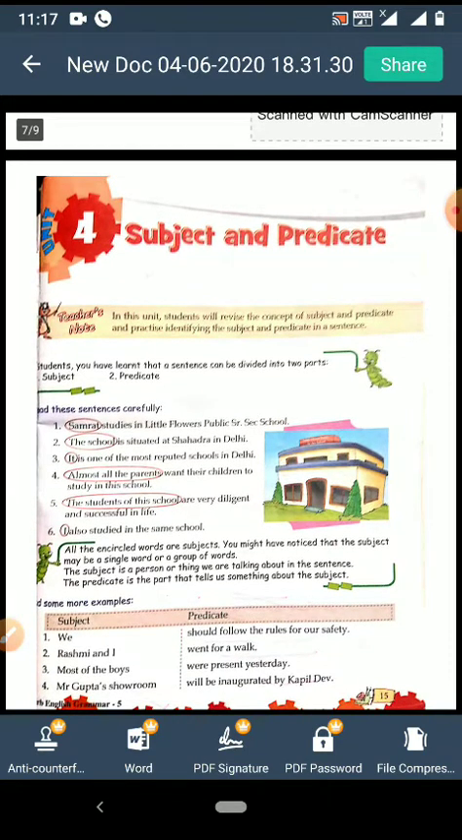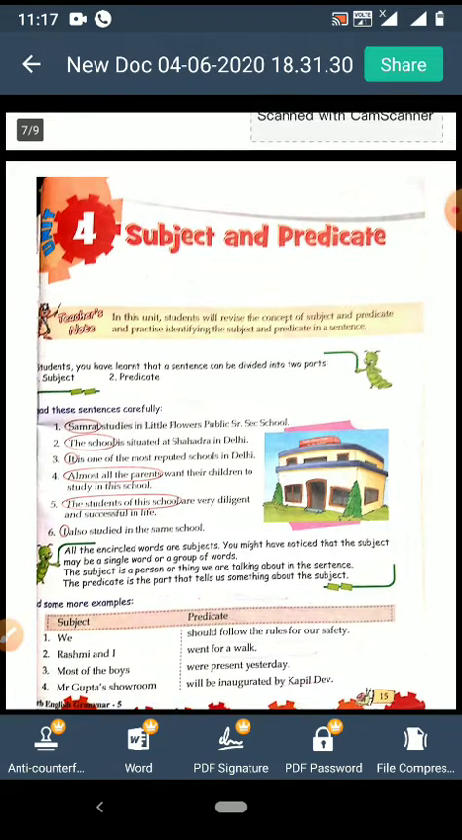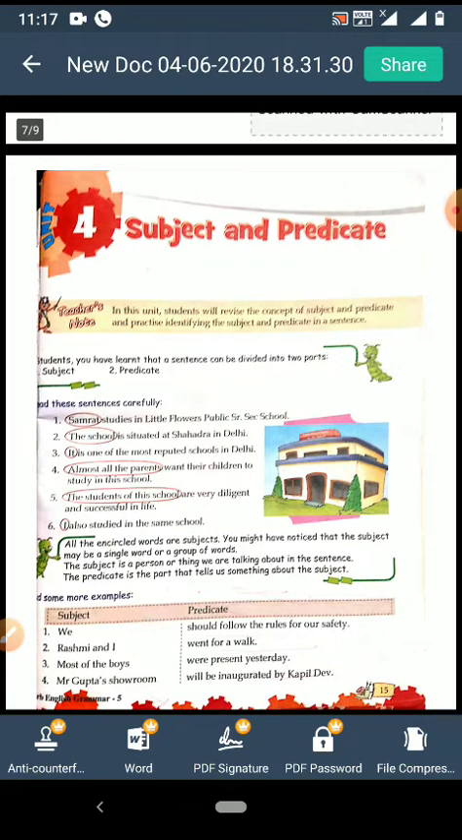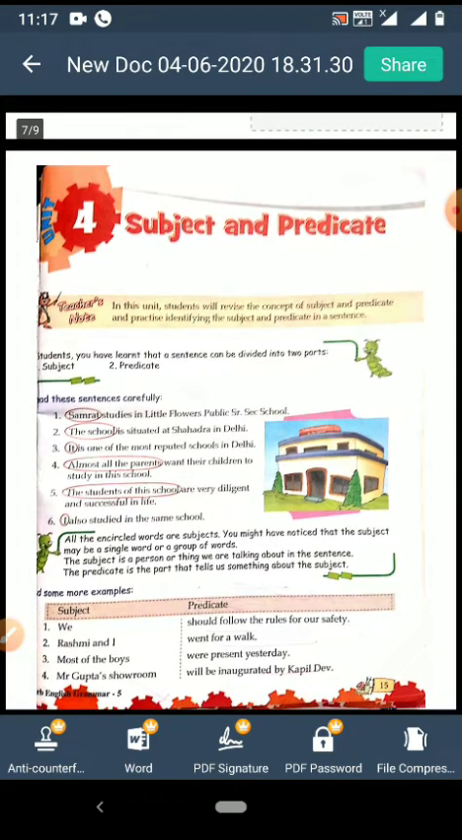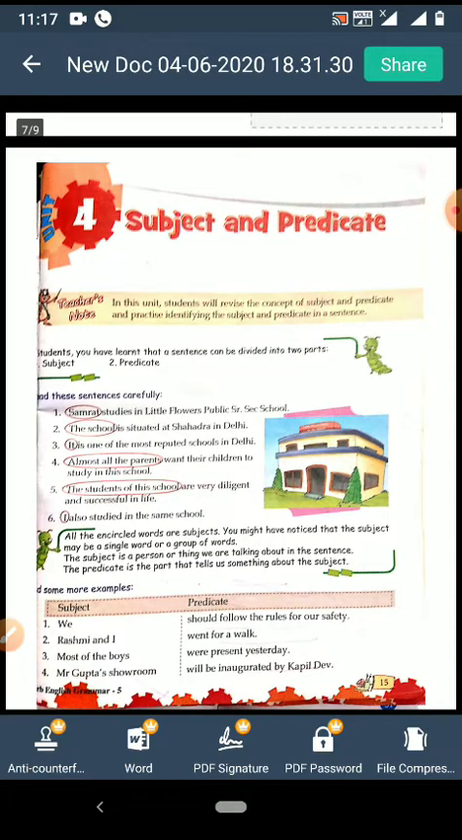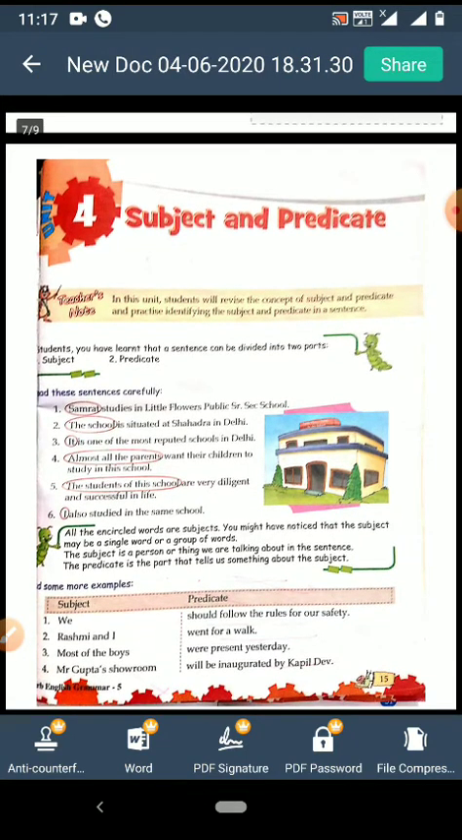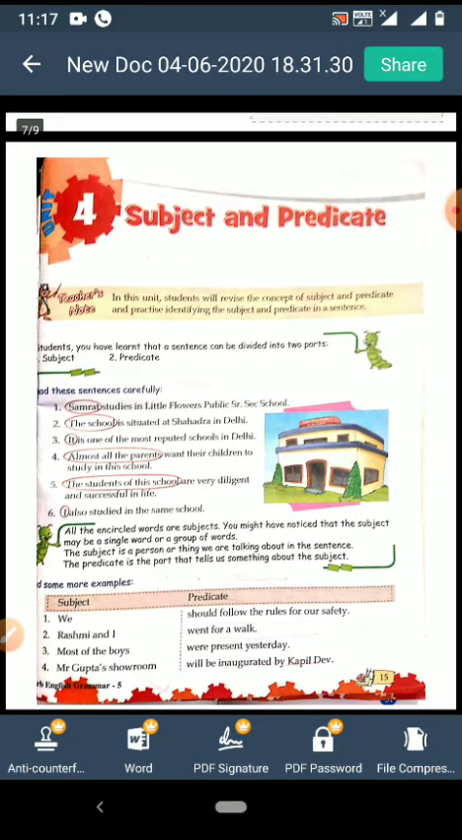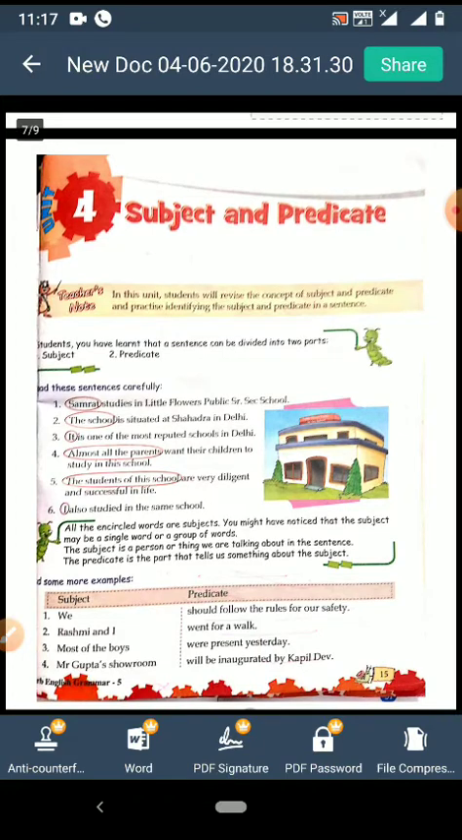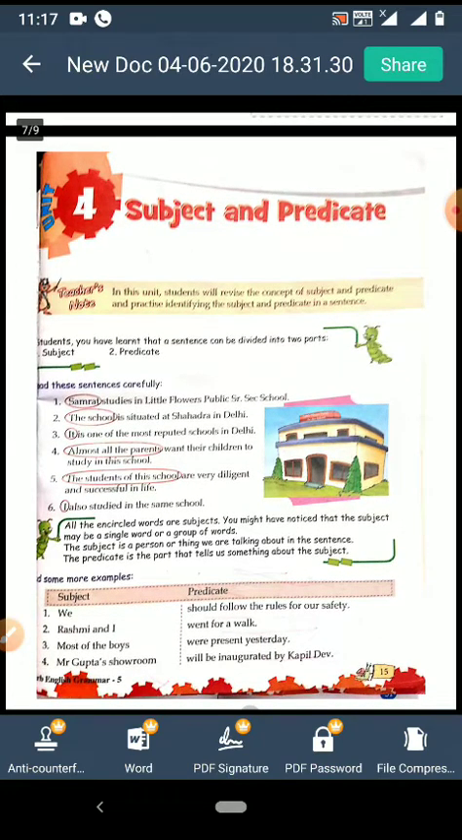Second, the school is situated at Chandra in Delhi. Now, we are talking about what is situated in Chandra in Delhi. The answer is the school. So, the school is the subject, while is situated at Chandra in Delhi is the predicate. Third, it is one of the most reputed schools in Delhi. Now, we are talking about one particular school, the school. So, the answer is it. So, it is the subject while the rest of the sentence is the predicate.